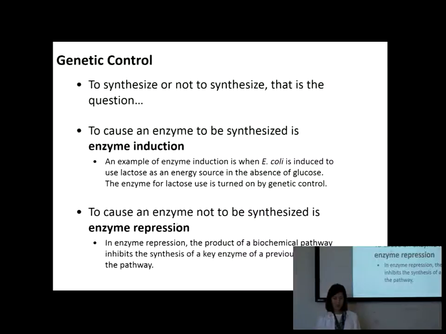To cause an enzyme not to be synthesized is enzyme repression. This is where we inhibit the synthesis of an enzyme by a product of a previous step. So it's a feedback where it causes an enzyme not to be made. There's a lot more to this, but we're just basically covering the surface.